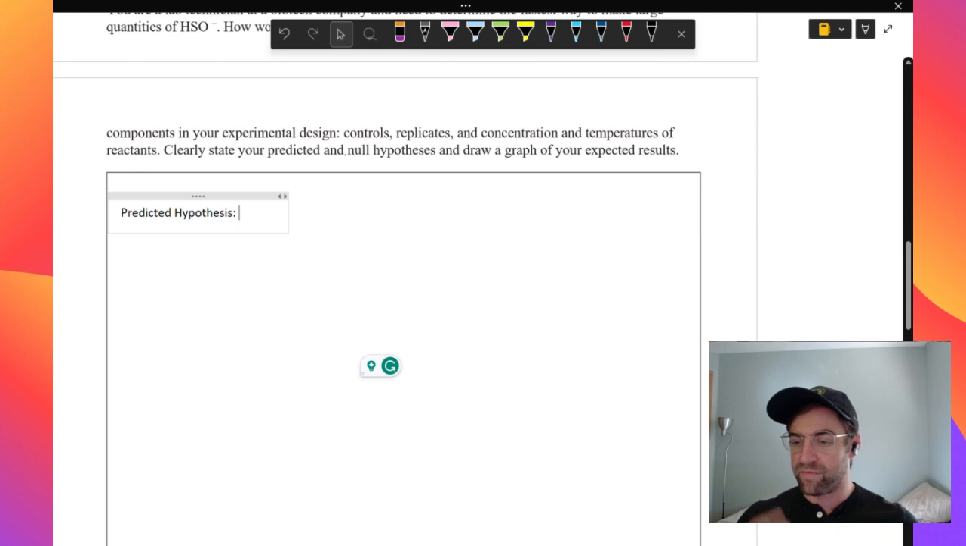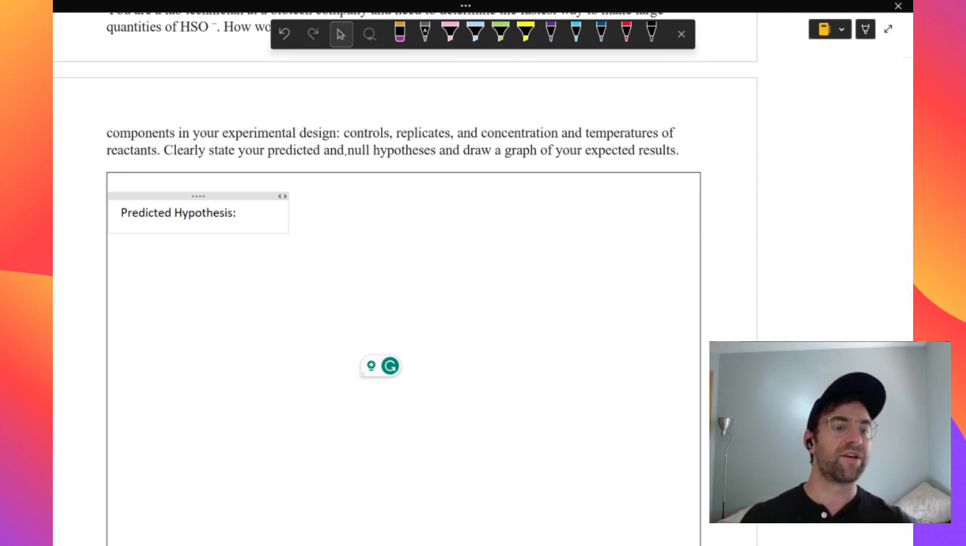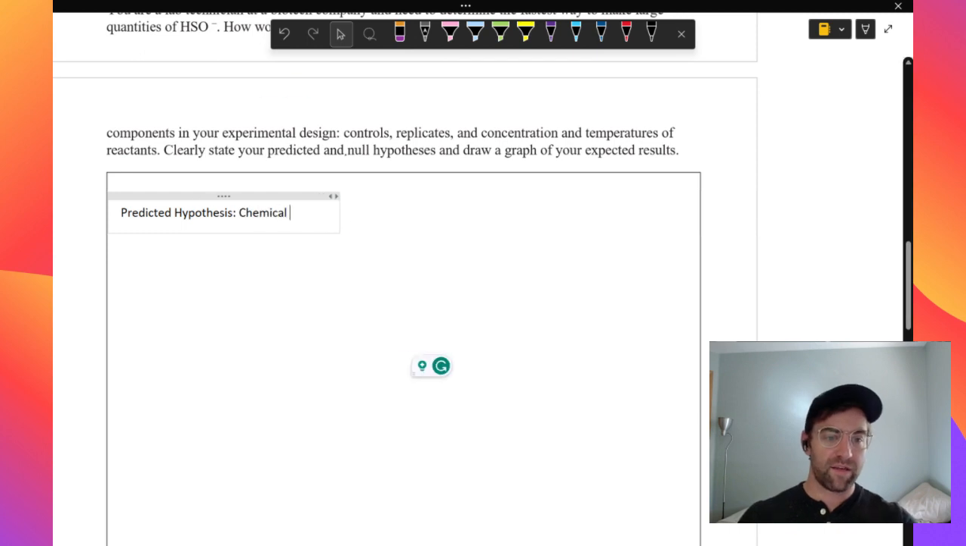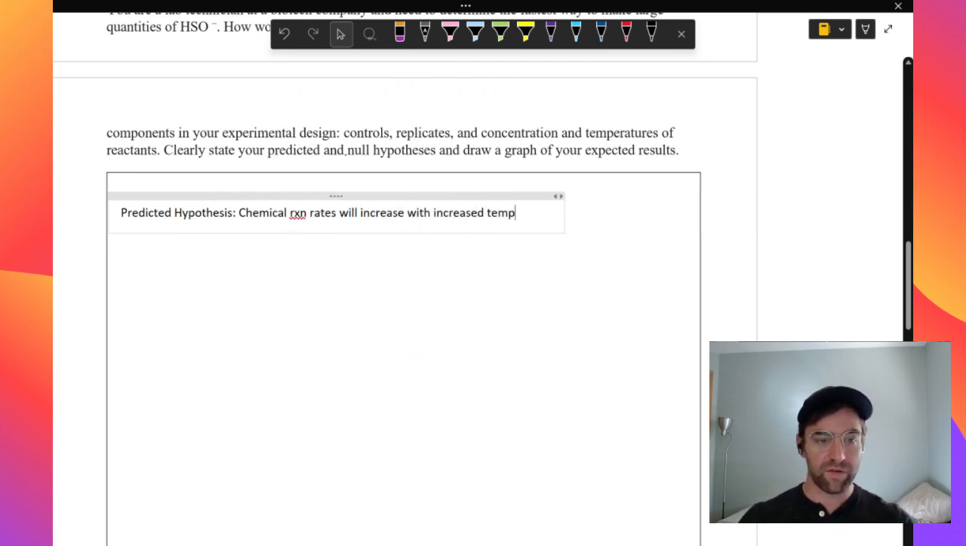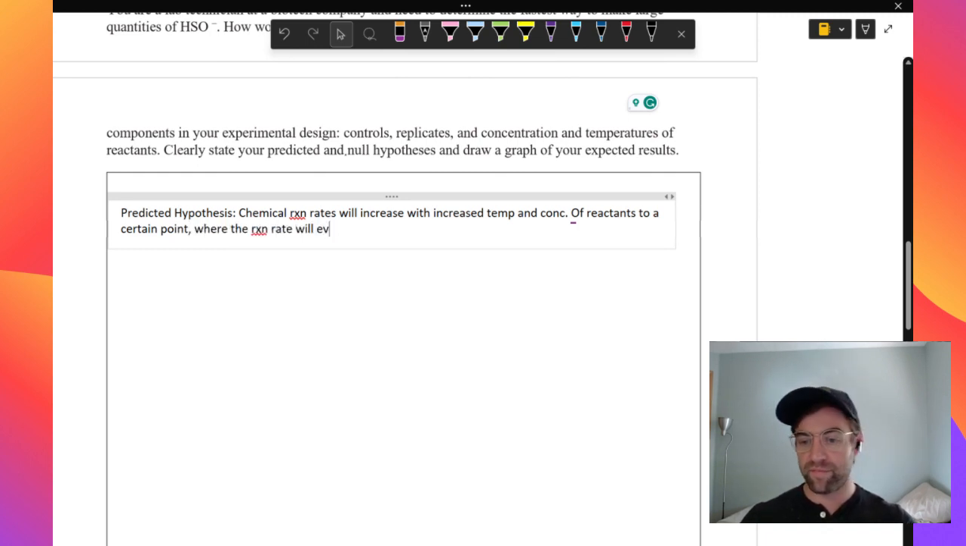So let's make a prediction. We're talking about kinetic energy. We're talking about rates of reaction here. So let's say that the chemical reaction rates will increase with increased temp and concentration of reactants to a certain point, where the reaction rate will level off. Just making a best guess here.